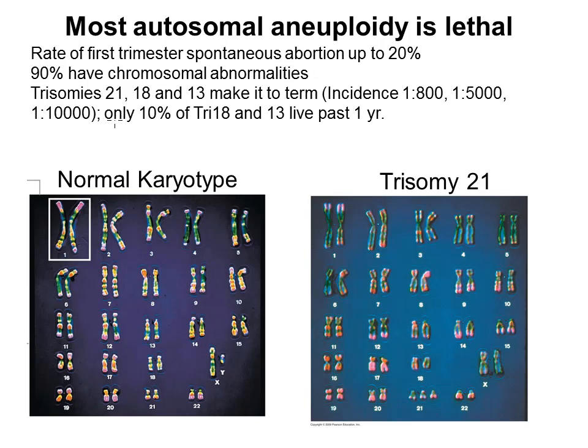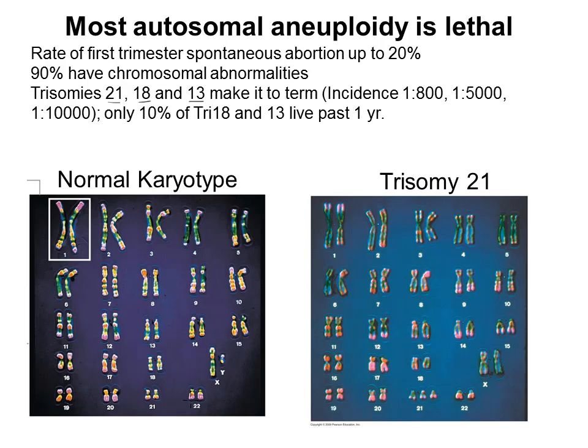There are 3 that are actually seen a bit more often and do make it to live birth. These are trisomies, referring to 3 sets of a particular chromosome, so 3 chromosomes instead of 2, right? Those are chromosomes 21, 18, and 13. The incidence is about 1 in 800 overall for chromosome 21, about 1 in 5,000 for chromosome 18, and about 1 in 10,000 for chromosome 13.